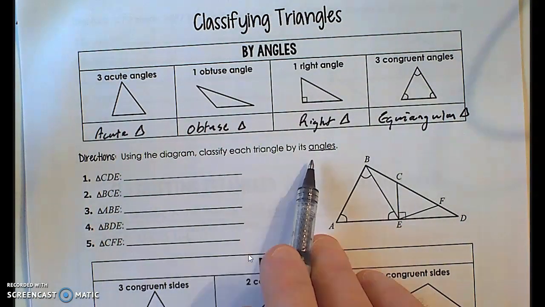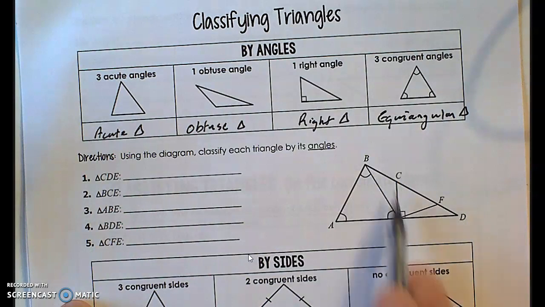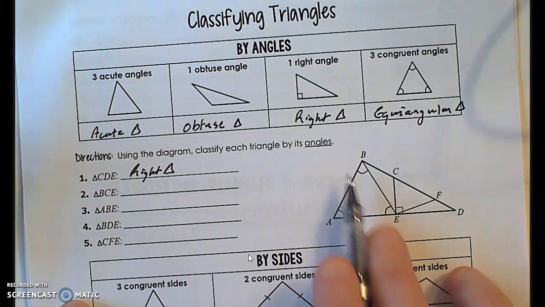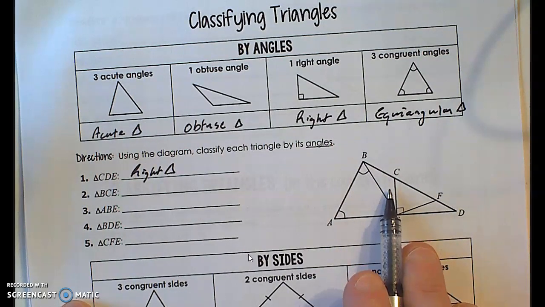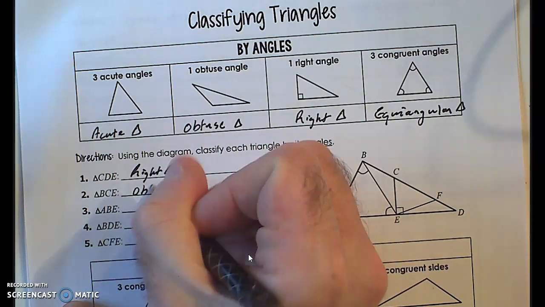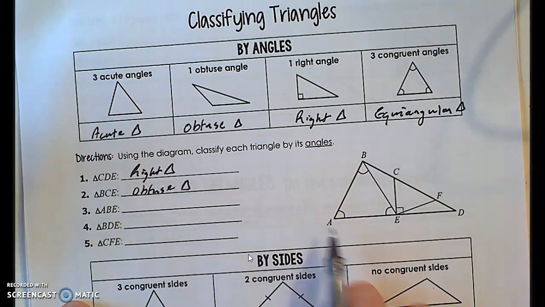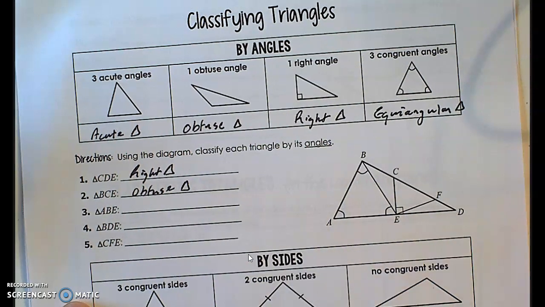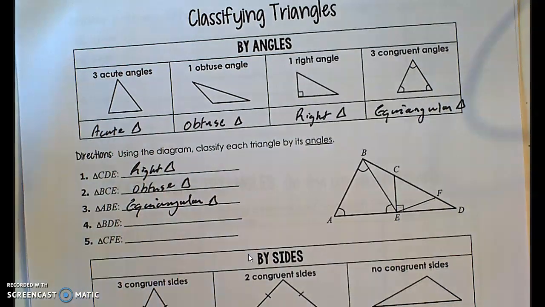Use the diagram and classify each triangle by its angles. So we have triangle CDE over here. And we notice that one of the angles is a right angle, so we're going to classify it as a right triangle. Then we go to BCE. We notice that one of the angles over here is greater than 90 degrees, and if that is so, it's called obtuse. So this is an obtuse triangle. I'll do one more with you here. Let's try triangle ABE. You can see that each one of those angles is identical, as indicated by the markings over here, so that's equiangular. An equiangular triangle.